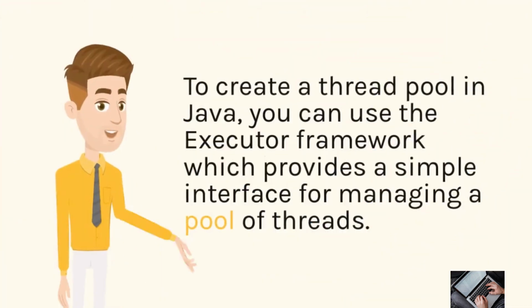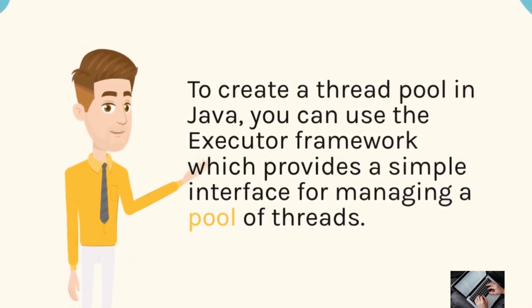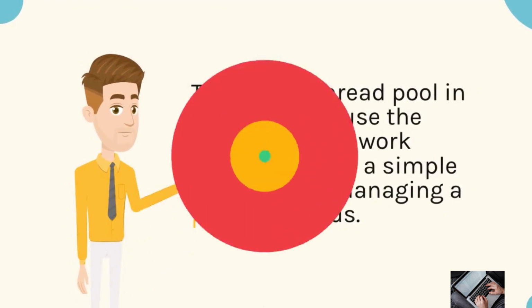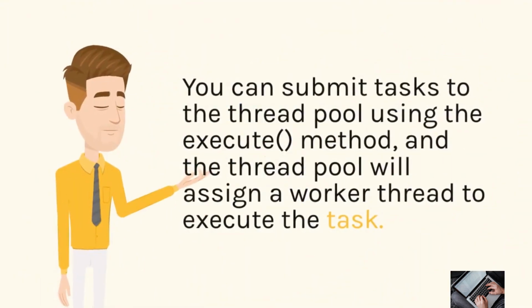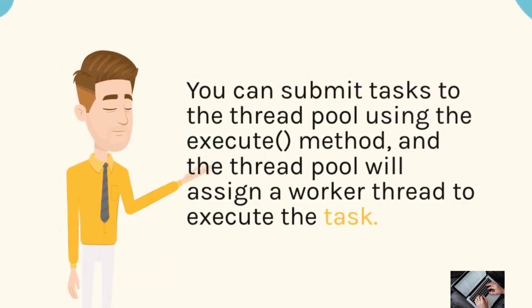To create a thread pool in Java, you can use the Executor framework, which provides a simple interface for managing a pool of threads. You can submit tasks to the thread pool using the execute method, and the thread pool will assign a worker thread to execute the task.